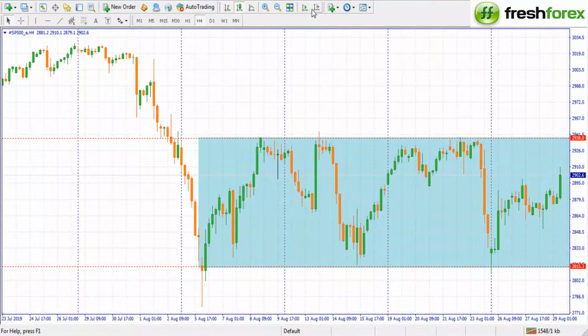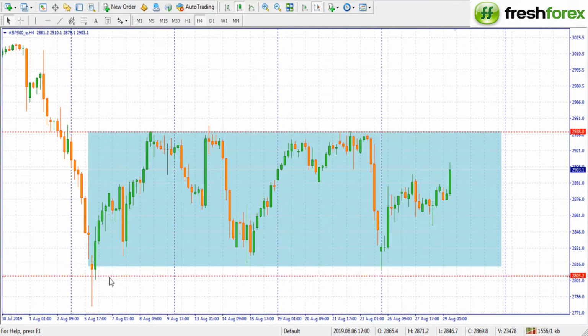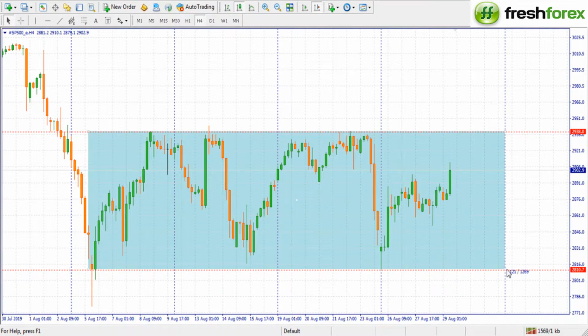You can see that it's really perfect. It looks really clean on the Forex. And if I was to extend this slightly, we have this one. We have this level here.